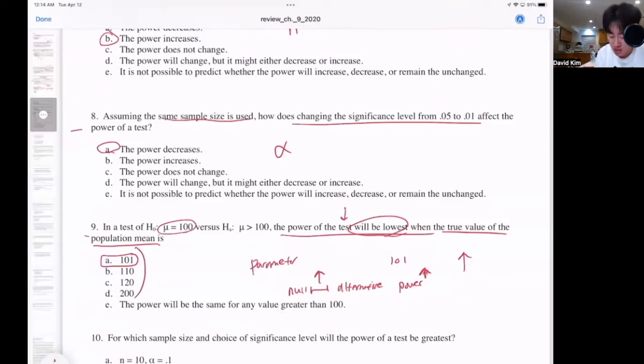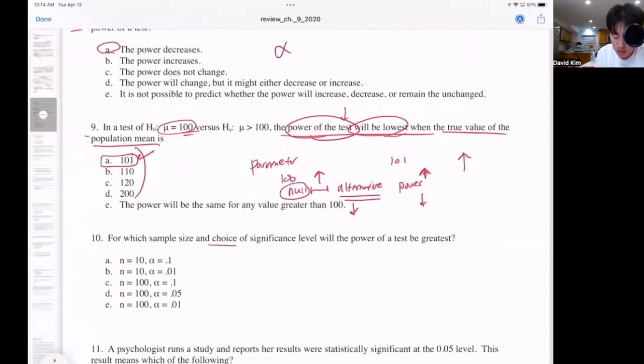So what that means is, let's say that the null declared here is at 100. If we want the power of the test to be as low as possible, we want to pick an alternative value for the mean in this example that is closest to the null value as possible, because as the discrepancy of those two values goes down, the power becomes the lowest. So the closest value here is 101 for this question.